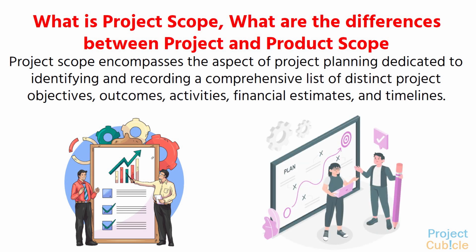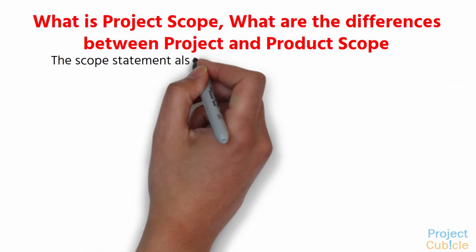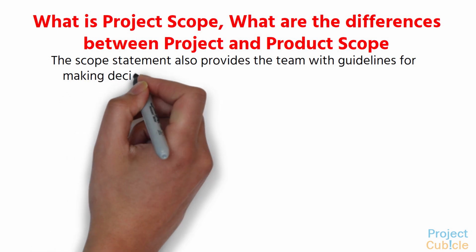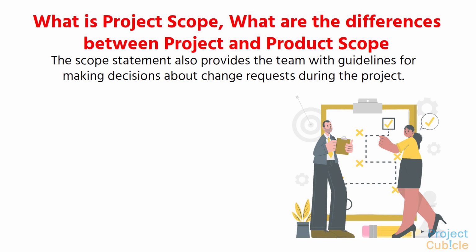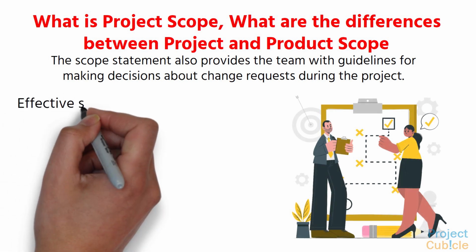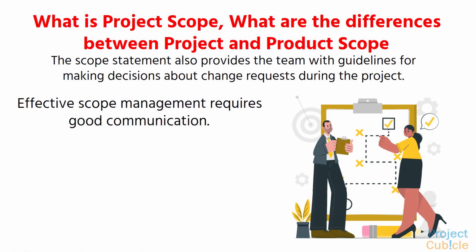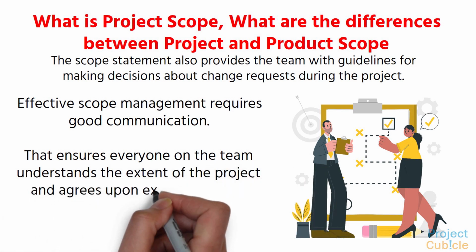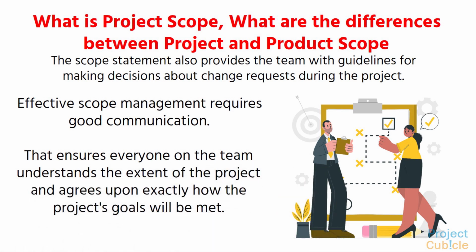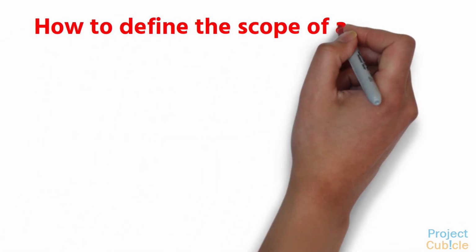This document delineates the project's boundaries, assigns responsibilities to individual team members, and establishes protocols for the validation and approval of completed work. The scope statement also provides the team with guidelines for making decisions about change requests during the project. When documenting a project's scope, stakeholders should be as specific as possible to avoid scope creep. Effective scope management requires good communication. That ensures everyone on the team understands the extent of the project and agrees upon exactly how the project's goals will be met.